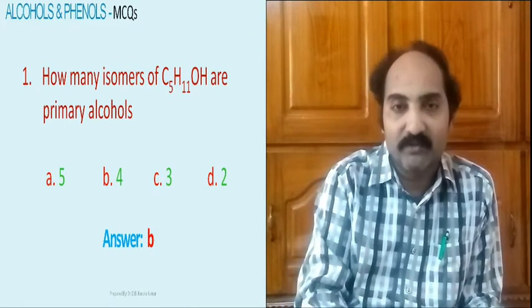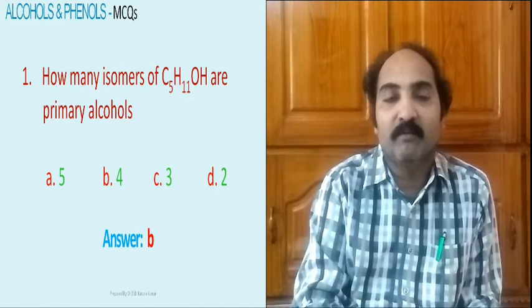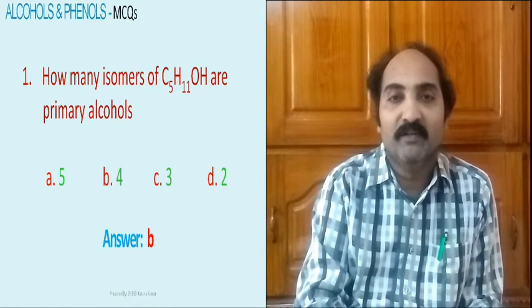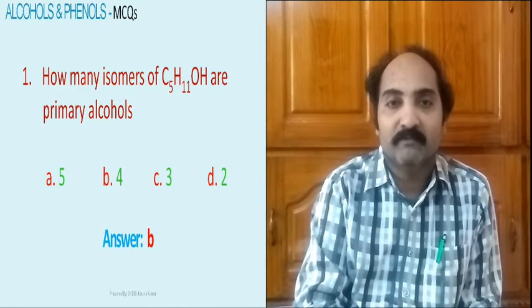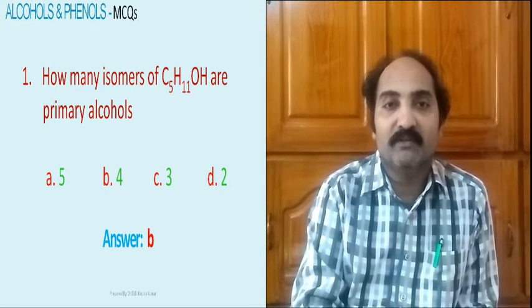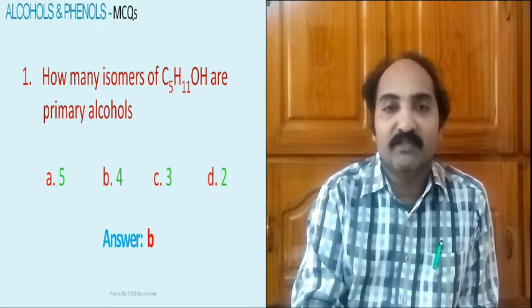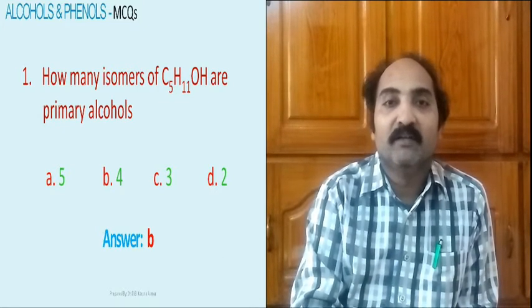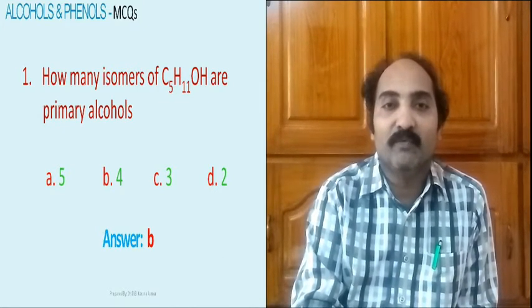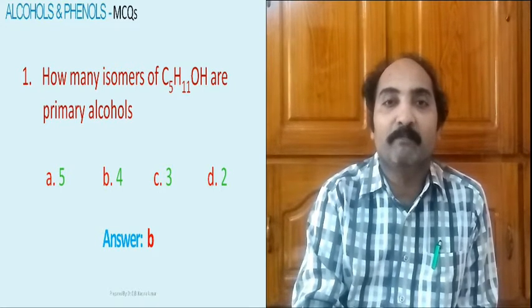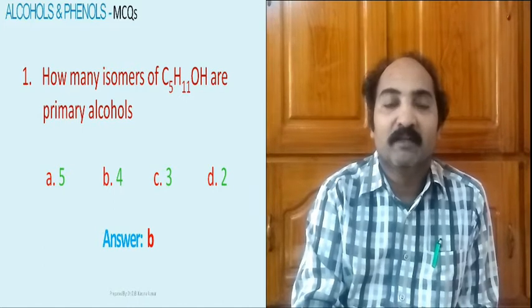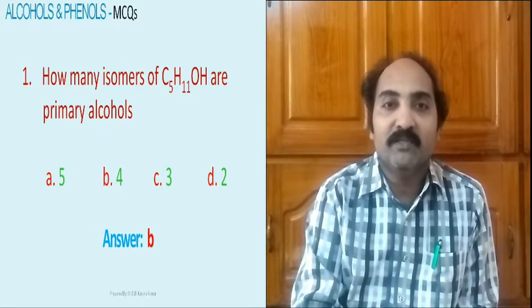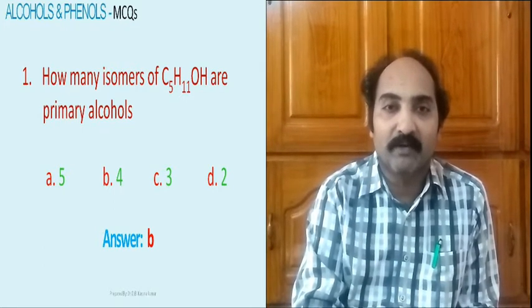In the first question, he is asking us to find out the number of primary alcohols possible for the formula C5H11OH. Whenever this type of question is asked, we must know first of all what is a primary alcohol. Primary alcohol is that alcohol wherein OH group is attached to a primary carbon. Now immediately the question comes, what is a primary carbon? Primary carbon is that carbon which is directly attached to only one more carbon.